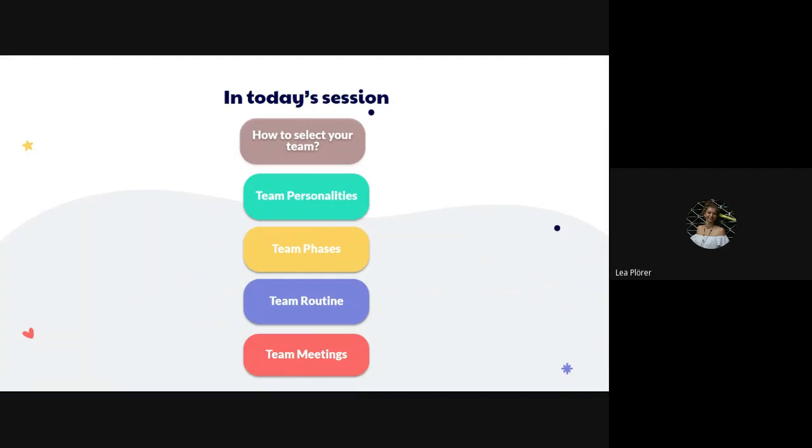As you can see, there are a few things in today's agenda that are maybe not the most self-explanatory when talking about leading a team. For example, why are you talking about how to select a team, and what the hell are team personalities? But I think you will understand a bit better throughout the whole flow.